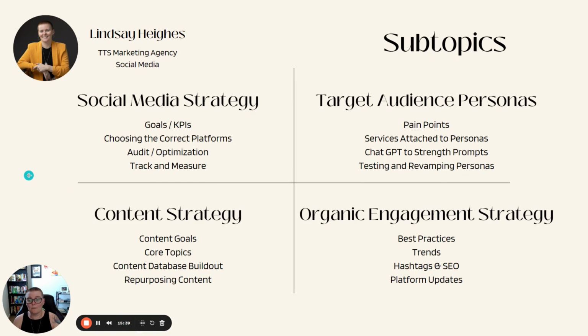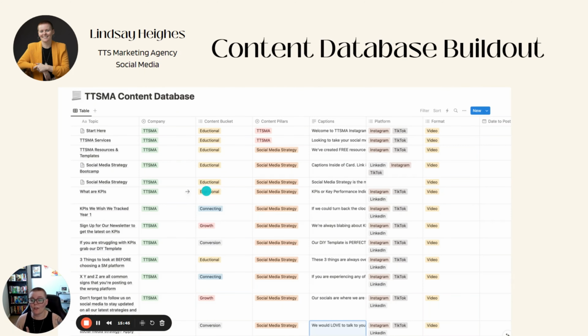Now, on the previous page, as you can see, one of the subtopics that we have is KPIs. The different ways that I've stretched that: there are 4 different ideas in here for KPIs. We have what are KPIs, KPIs we wished we tracked year 1, sign up for our newsletter to get the latest on KPIs, and if you're struggling with KPIs, grab our DIY template. This is 4 different pieces of content that all relate to the subtopic of KPIs.